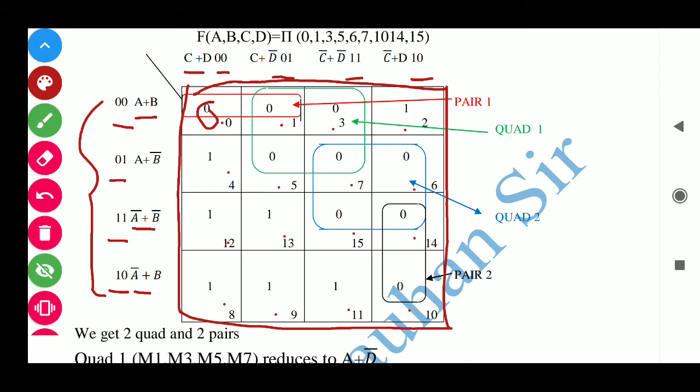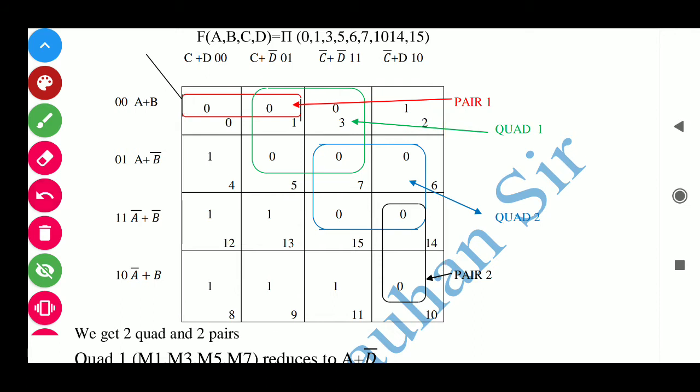I am just removing this. Understood? Then 1, put 1 there, then 3 here, then 5 here, then 6 and 7, and after 7, 10, 14, 15. So write 10 here, 14 here, and 15 here.